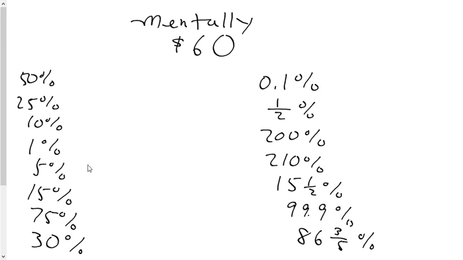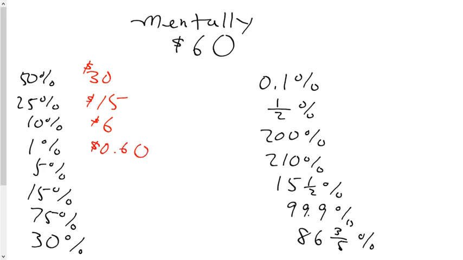That'd be awesome. Our question today is just to calculate $60 mentally with a various array of different percentages. Minimum, you can do the first four, obviously. 50% of $60 is $30. 25%, we get half of half. So if 50% is $30, half of that is $15. 10%, we move the decimal one spot, we get $6. 1%, we move the decimal two spots, we get 60 cents.